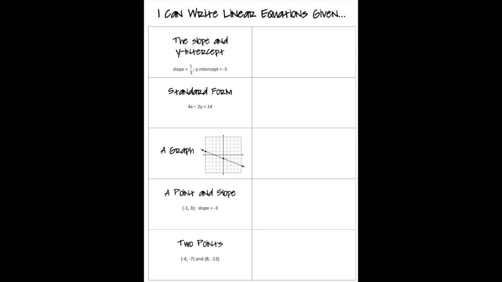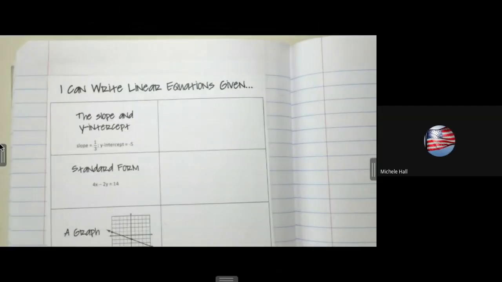All right, so the next thing that we're going to do is go into your notes and practice what this whole chapter was about. You have a foldable in here that says I can write linear equations. This will clean up the entire chapter of what we've been doing.